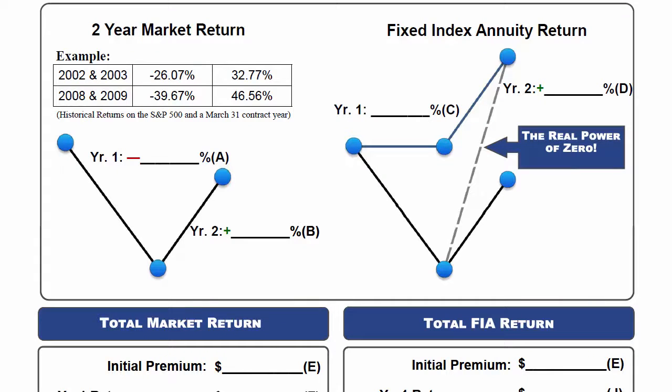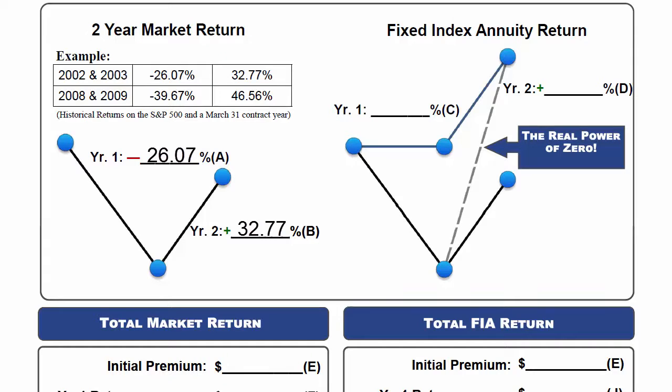We have some examples from 2002 to 2003 using a March 31st policy year or contract year within the indexed annuity. From March 31st of 2002, the index was negative 26.07%. Then the following year, that S&P 500 index went up 32.77%. You could use 2008 and 2009 as an example if you wanted to, or you could make up your own numbers. Here's the negative return in year 1, and here's what the positive return was in year 2.